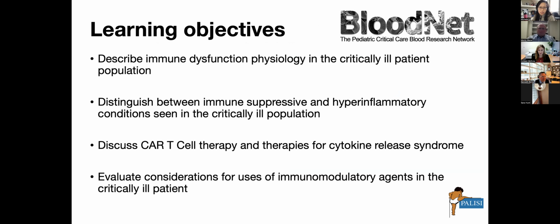So our learning objectives are listed in the flyer, but briefly going through it, we're going to describe immune dysfunction physiology in the critically ill patient population. We're going to distinguish between immune suppressive and hyperinflammatory conditions seen in the critically ill population. We're going to talk about CAR T cells and therapies for CRS. And then we're going to evaluate considerations for use of these immunomodulatory agents in the critically ill patients. It seems like they're coming out faster than people know exactly what to do with them.